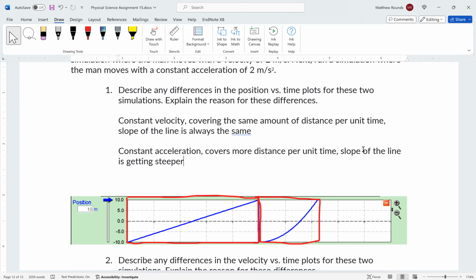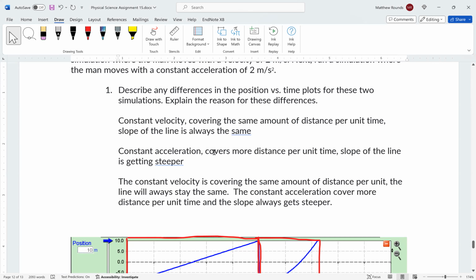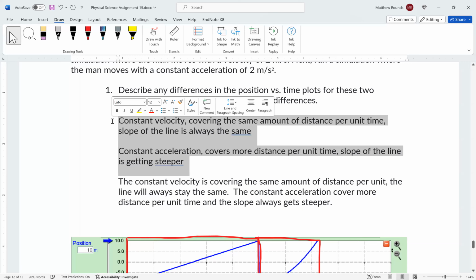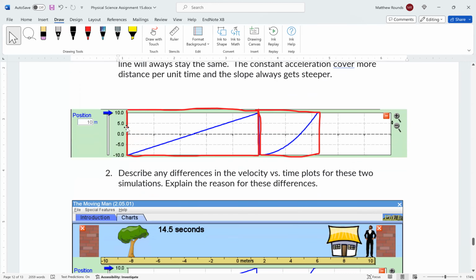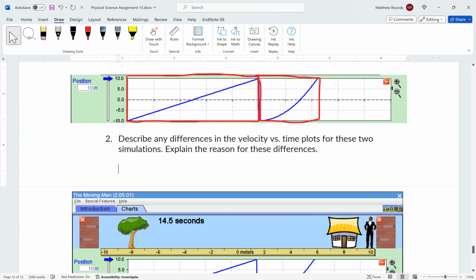Okay, I just finished writing. All right, let me take a look at what you got. I like that. Okay, so now we're gonna do the same thing for velocity. I'm gonna grab a snip of it.